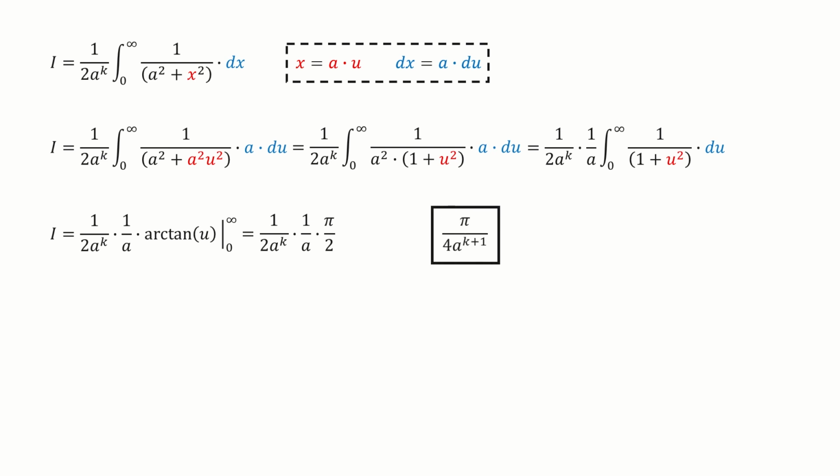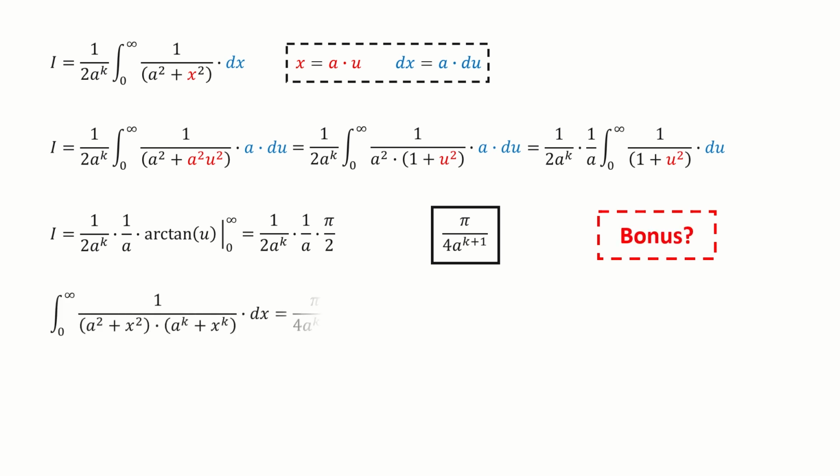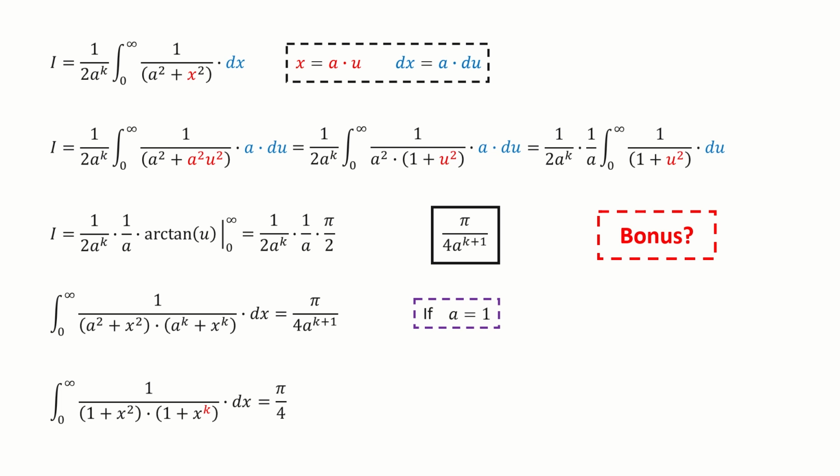If you still remember, in the very beginning of this video, I said there's a bonus part. So let's go back to this integral again. Here is the result for this integral. And let's see what happens if we set a equal to 1. For the left hand side, 1 squared equals 1, and 1 to the power k is also equal to 1. So the left hand side goes to here. For the right hand side, if we plug in a equals 1, then it goes to pi over 4.